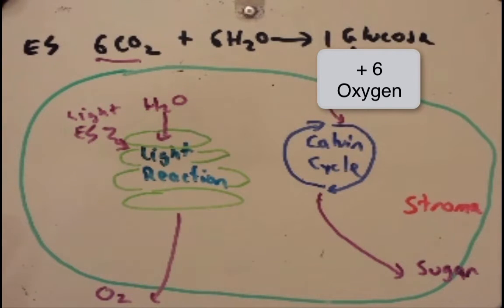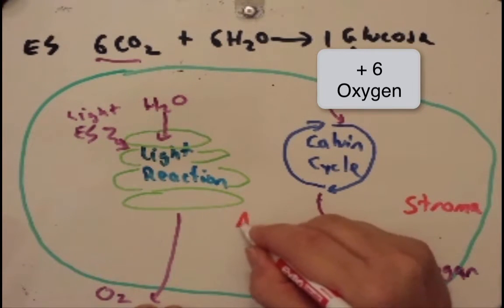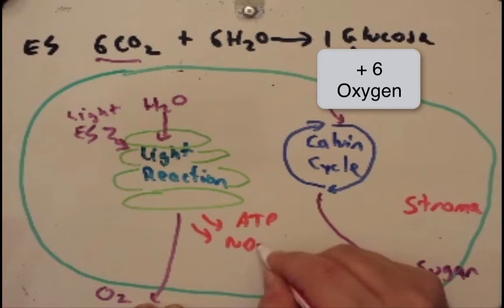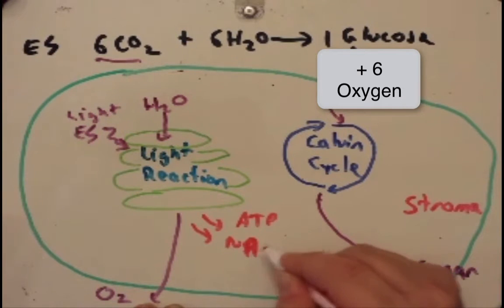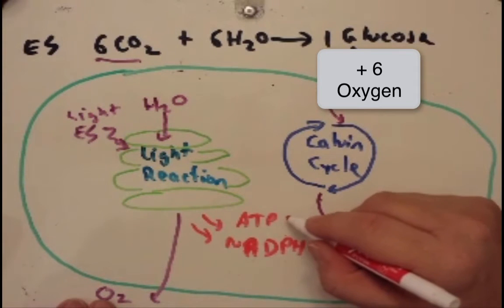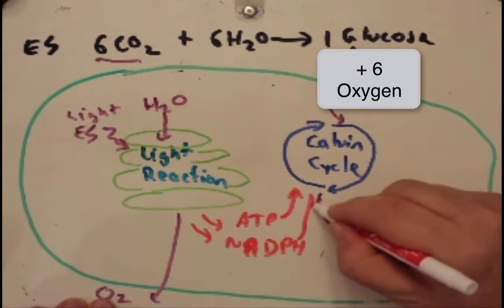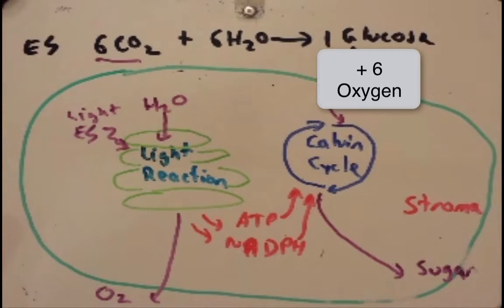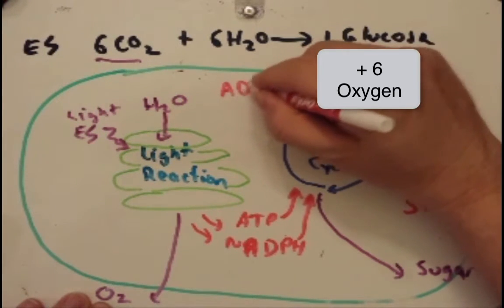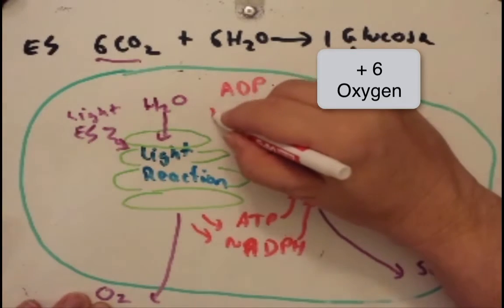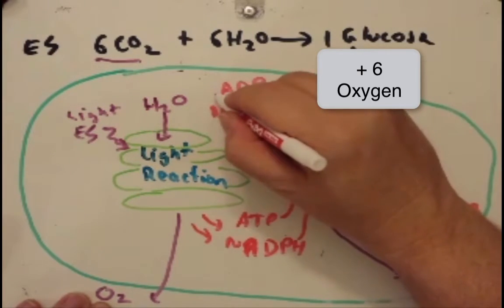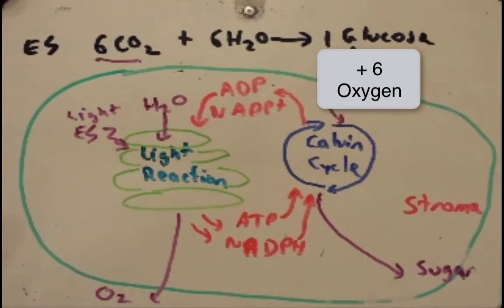But we say they're all part of photosynthesis, so that might imply that these two reactions are linked, and they are. The light reaction generates ATP and NADPH. Both ATP and NADPH are needed to drive the Calvin cycle. The Calvin cycle then releases ADP and NADP+. And both of these are taken up into the light reactions.